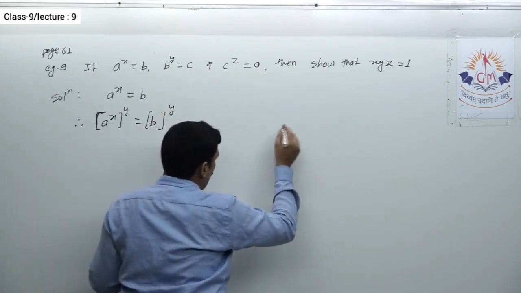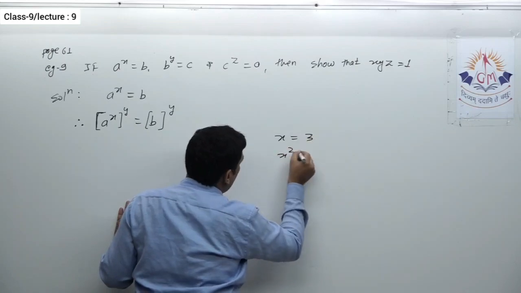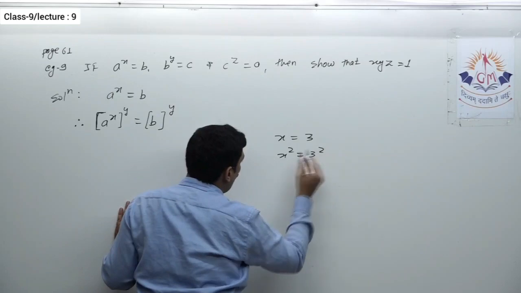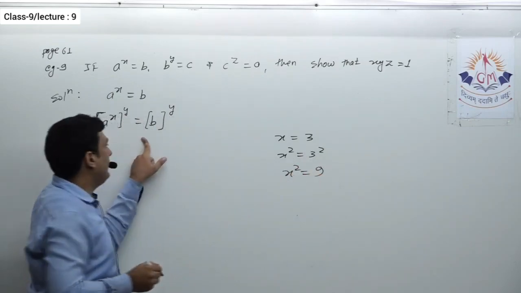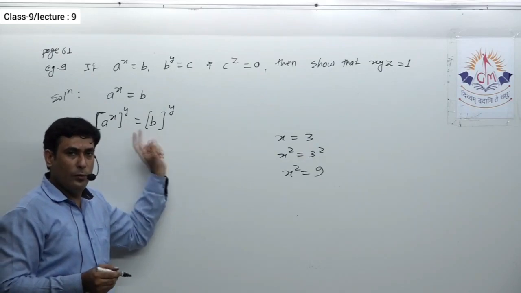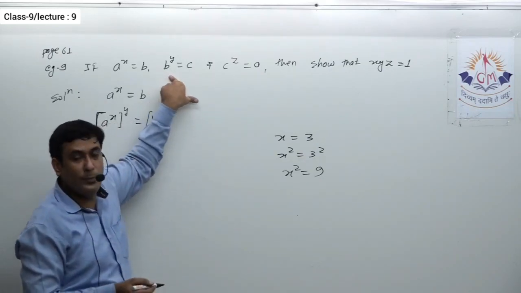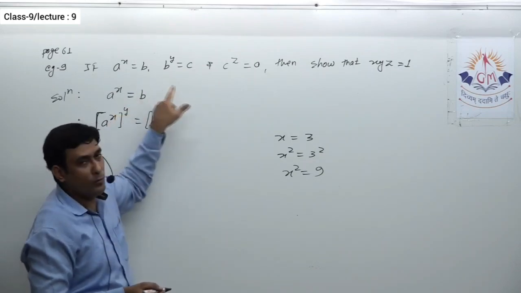See, suppose we have x equal to 3, we write x square is equal to 9. That means we are actually taking power 2 on both sides. In a similar way here I am taking power y on both sides, and why am I doing so? Because I have this information, b raised to y equal to c, and I want to replace that b raised to y equal to c.